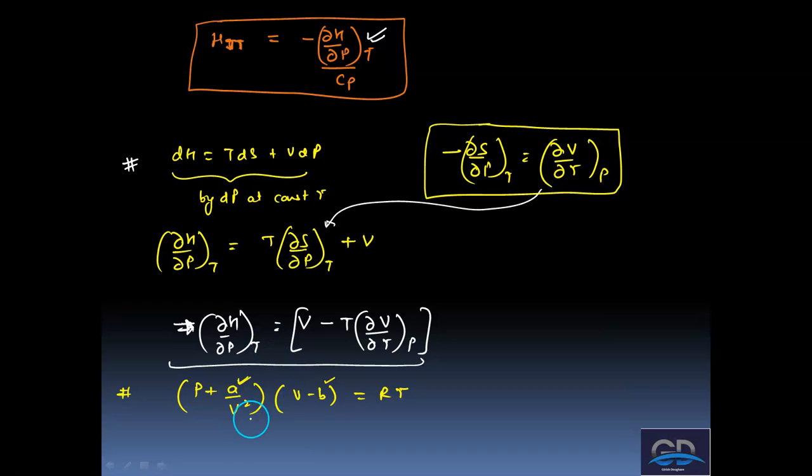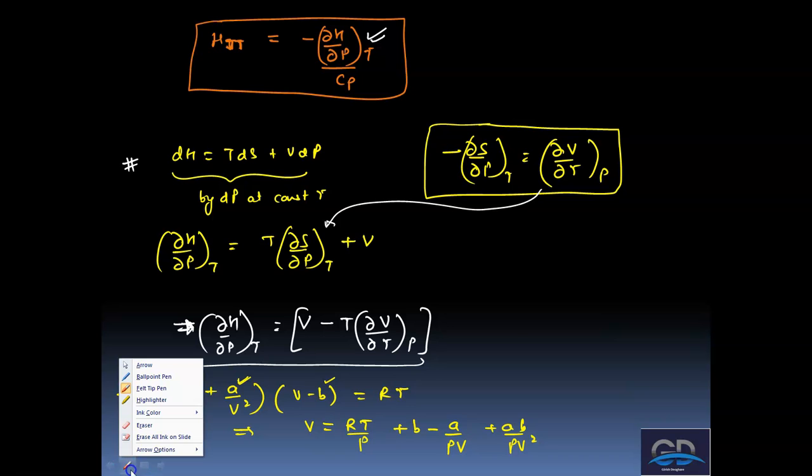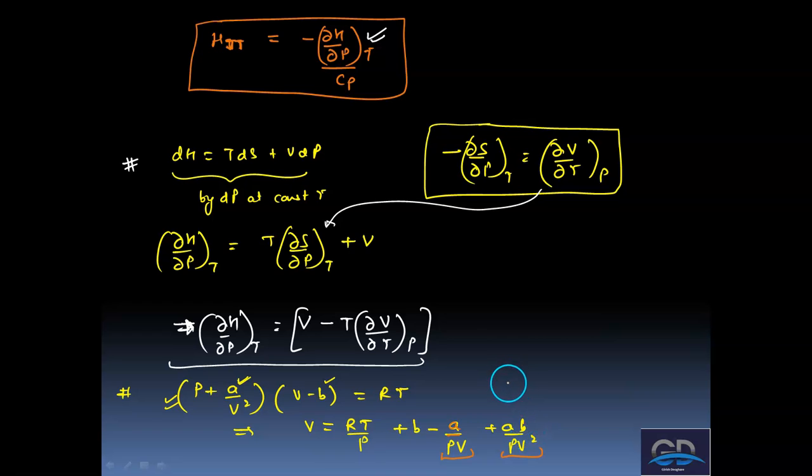Right. So if we were to rearrange this, and you can pause the video and rearrange this, you will get V is equal to RT upon P plus B minus A upon PV plus AB upon PV square. This is just on rearrangement of this. Now if you were to see the expression over here, the last term A is very small in magnitude as compared to PV. Also AB would be very small. Multiplication of the van der Waals constants would be a very small value.